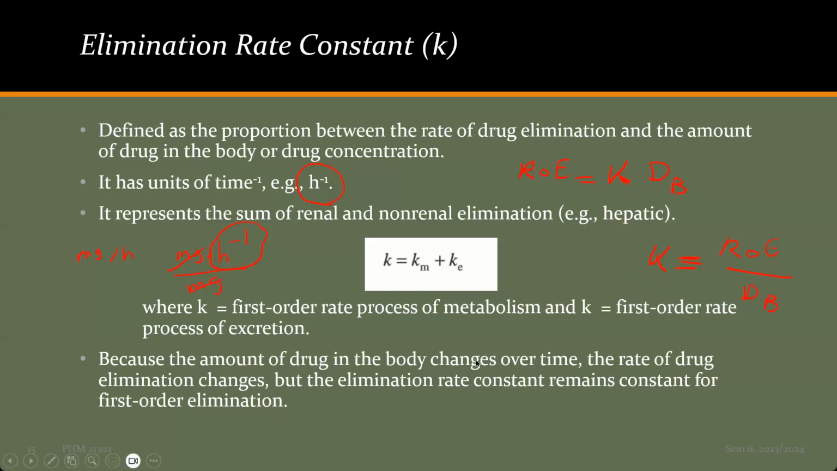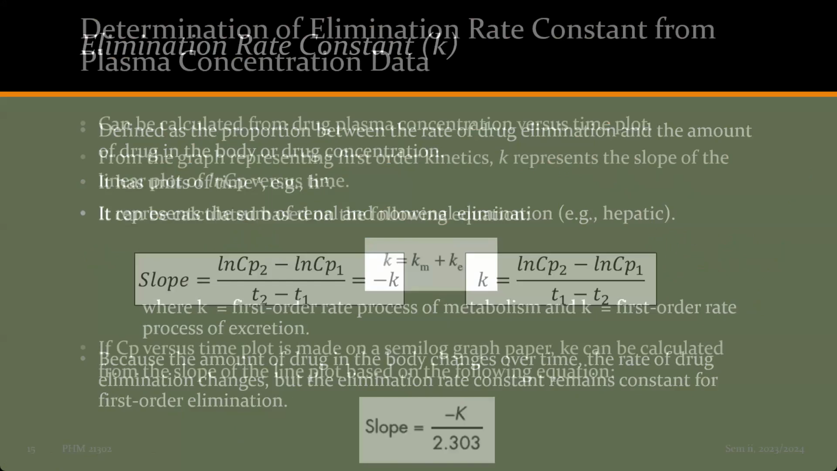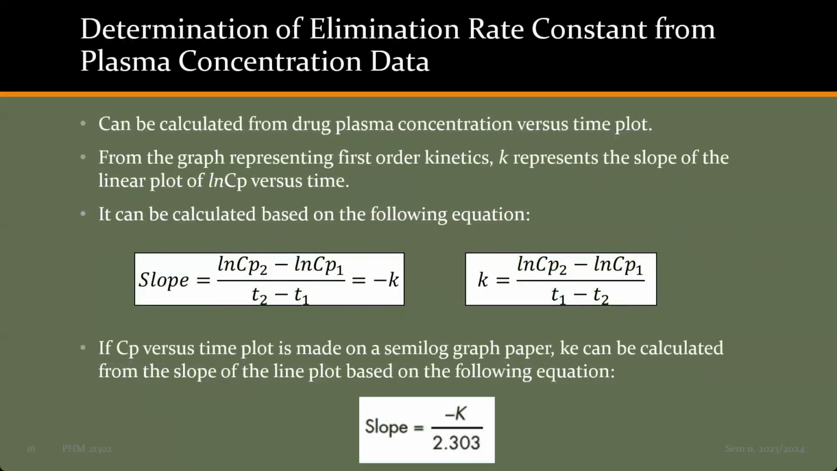Because the amount of drug in the body changes over time, the rate of drug elimination changes by the same proportion, okay? And the proportionality between them remains constant. The proportionality between the rate of elimination and the amount of drug in the body remains constant. So the elimination rate constant remains constant in case of first order elimination. So this happens in first order elimination in drugs with linear pharmacokinetics.